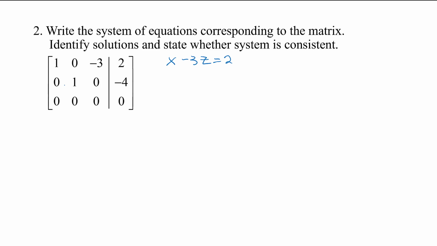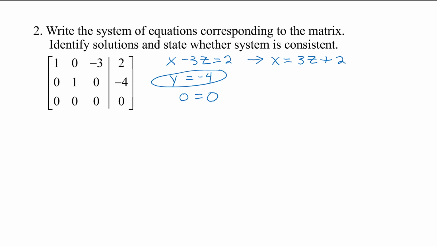Our second row in this matrix is 0, 1, 0, negative 4, which would give us, for a second equation, 0x plus 1 times y plus 0 times z equals negative 4. Our third row, which is a row of all zeros, writing that as an equation, it would be the equation 0 equals 0. Okay, so it looks like we have some solutions going on here. The way that we would write those is I have y equals negative 4, so that one's good. As far as the first equation, x minus 3z equals 2, I'm going to solve for x and write x as being equal to 3z plus 2.